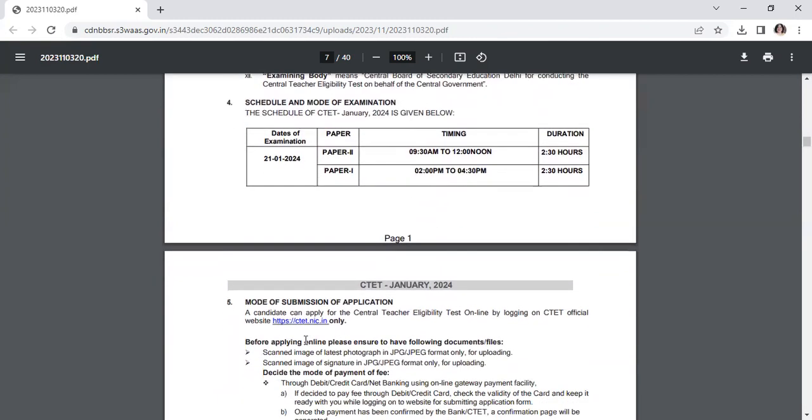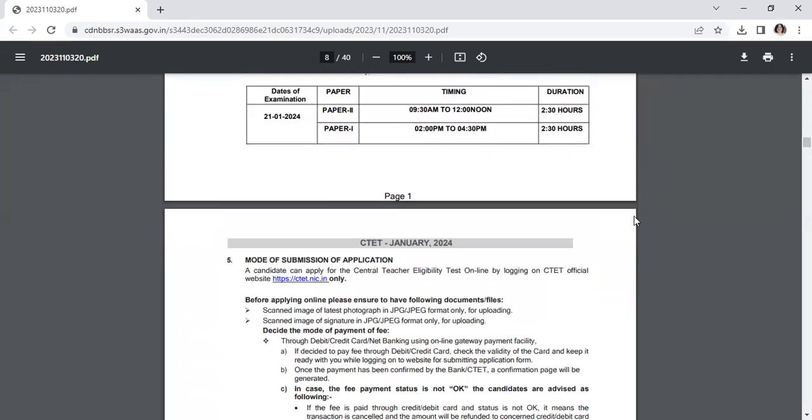Now, the schedule for the examination. The schedule of CTET January 2024 is given below. The exam will be on 21st January 2024, Paper 2 and Paper 1. Paper 2 will be from 9:30 a.m. to 12 noon, which is 2 hours 30 minutes. Paper 1 will be from 2 to 4:30 p.m. Again, the duration is 2 hours 30 minutes.